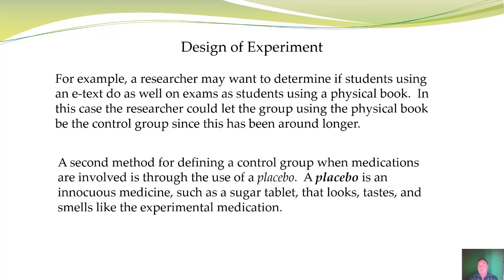A second method for defining a control group when medications are involved is through the use of a placebo. A placebo is an innocuous medicine, such as a sugar tablet, that looks, tastes, and smells like the experimental medication.